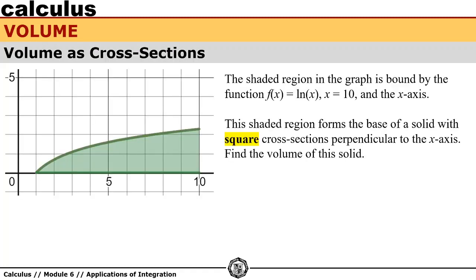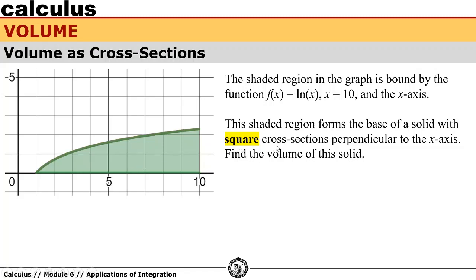We're going to look at this particular example, where we consider the shaded region in the graph that's bound by the function f of x equals the natural log of x, the top curve moving along here, and then by the line x equals 10, the vertical line over here on the right side, and then the x-axis, which forms the base of this region. They tell us that this region forms the base of a solid with square cross sections that are perpendicular to the x-axis, and our goal is to find the volume of the solid. So what I want you to picture is that this green region is the bottom of the solid. If you were to pick up this shape and look at it, that's the shape you would see on the bottom.